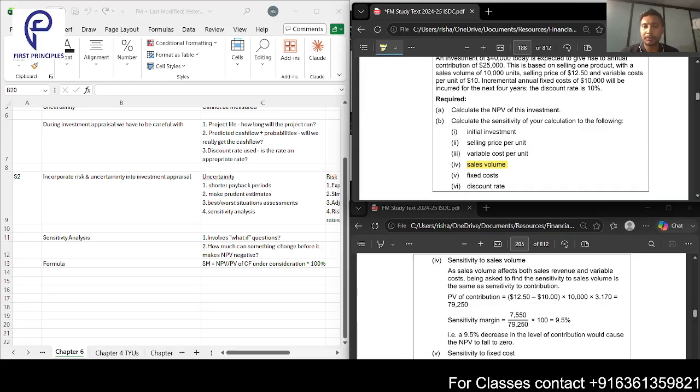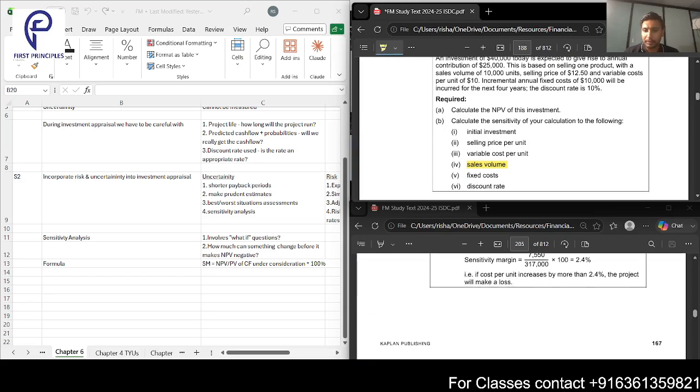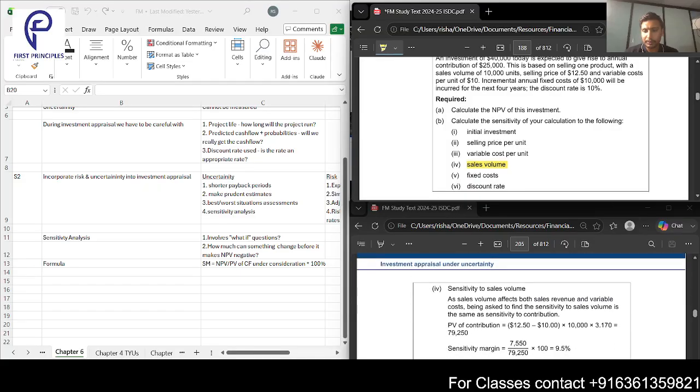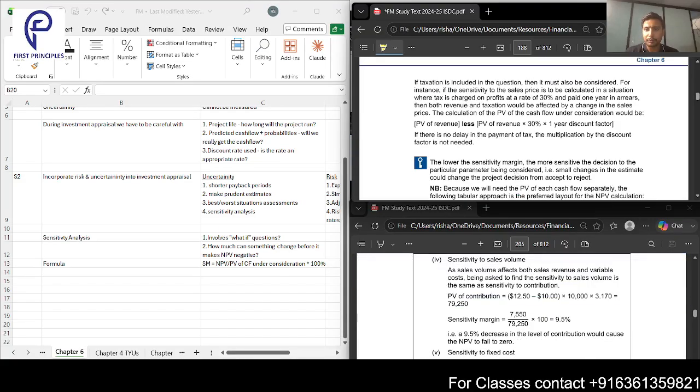When I talk about sales volume, what are we really referring to? That is something very crucial, really important. Sales volume is basically a certain cash flow that affects. Before that, let me read out a little theory for you so that you are very clear about sales volume.